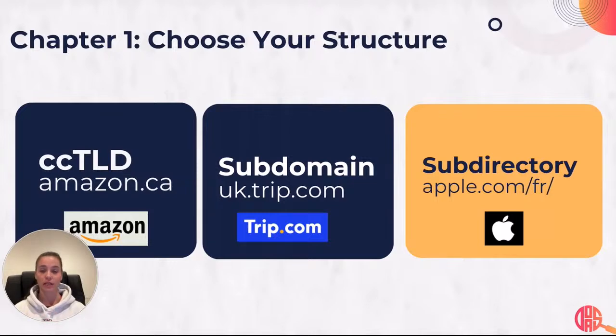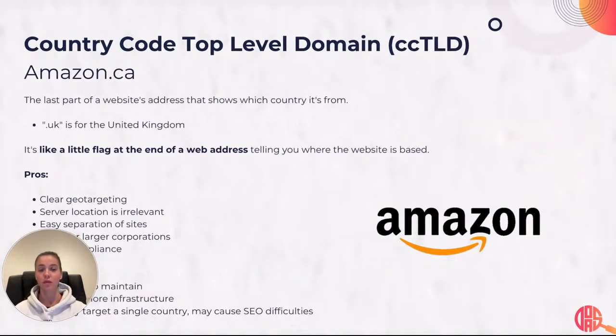The first one is a country code top-level domain, for example amazon.ca, so that's Amazon Canada. You've got subdomains, which would be uk.trip.com, and in fact, a lot of marketplaces use this structure, for example, Fiverr, and subdirectories such as Apple, which would be apple.com/fr for France.